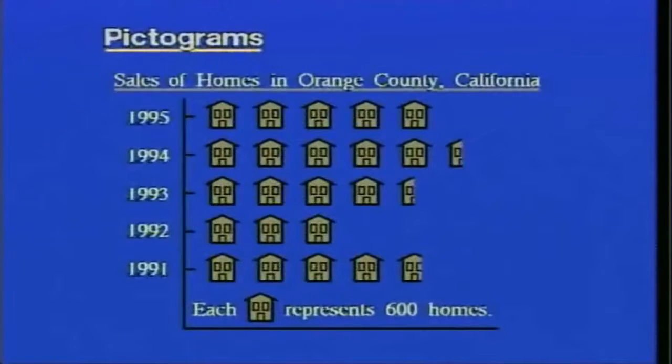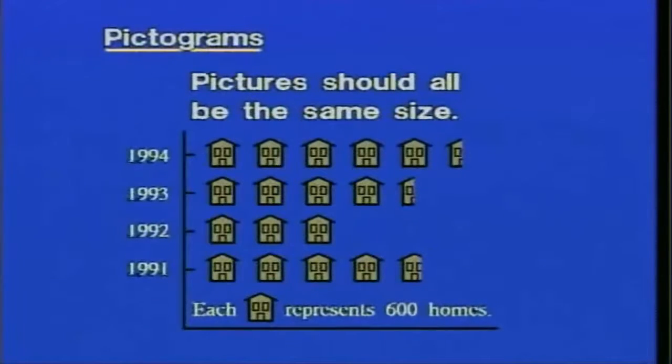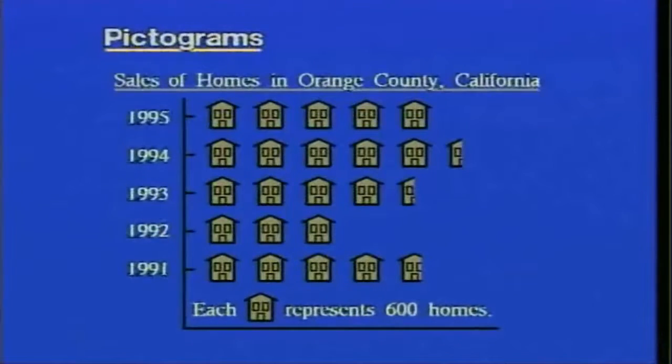One situation involved with pictograms that's important to realize is that pictures should all be the same size. There's a tendency sometimes that when there is a greater frequency to make the pictures bigger. For 1991, for example, compared to 1992, we might think, well, let's just make a bigger house. Well, that's not really appropriate, and it's a rather misleading use of a pictogram to use just larger pictures, so we don't do that. Let's think about interpretation here. Suppose we want to tell how many houses were sold in Orange County, California in the year 1993.